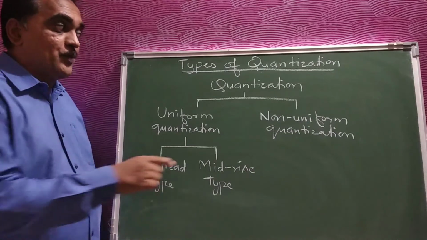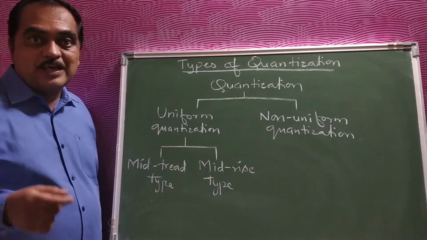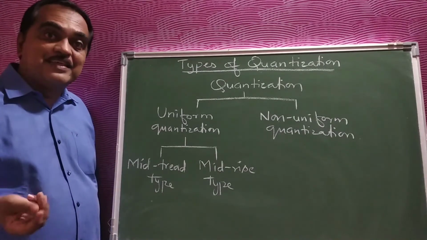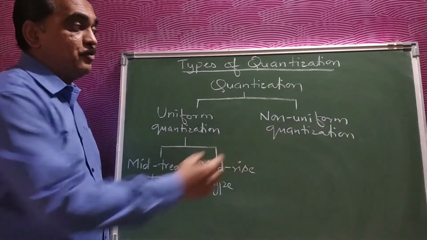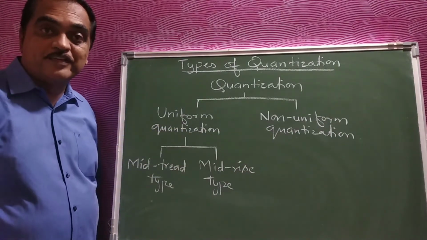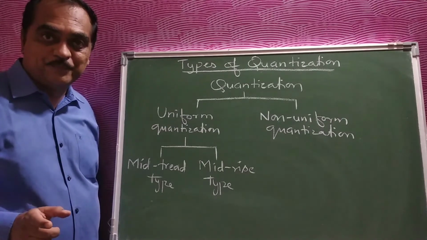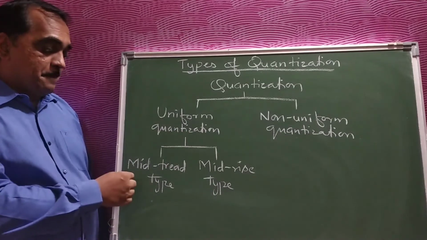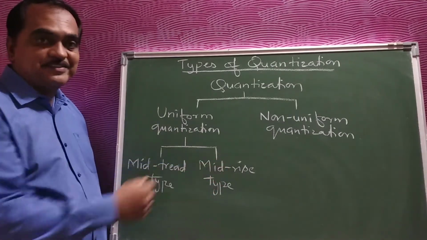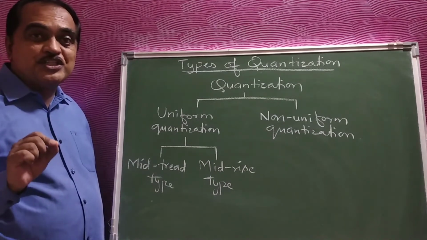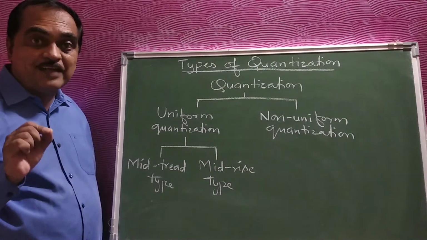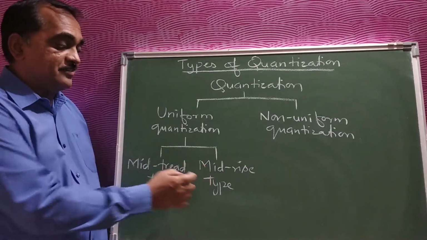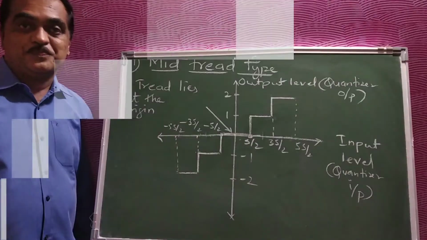And if the spacing between the levels is not the same, they are on some logarithmic relation type, where the data is compressed and then they do the spacing. In that case, it will be called non-uniform quantization, where the spacing between the levels is not the same. Okay. Further, uniform quantization can be divided as mid-tread type and mid-rise type, depending upon where the origin of the levels is going to be. Depending on that, we have mid-tread type and mid-rise type of uniform quantization.